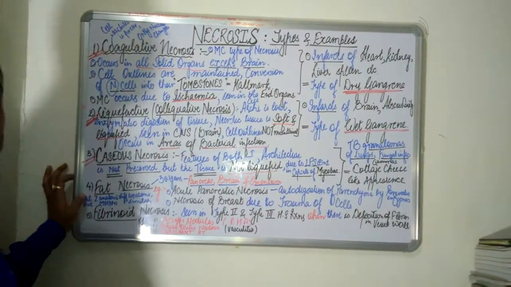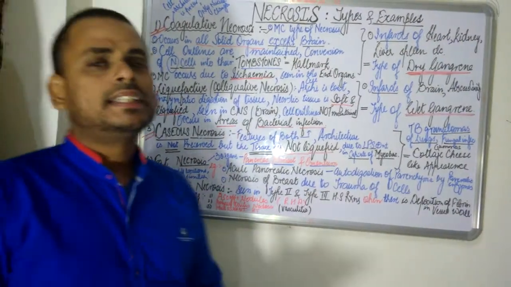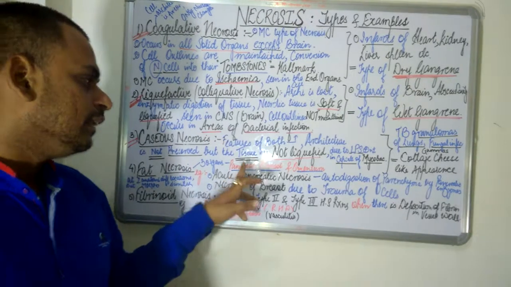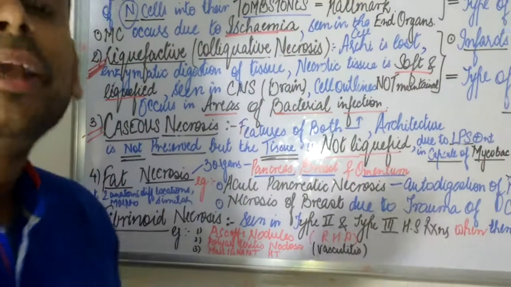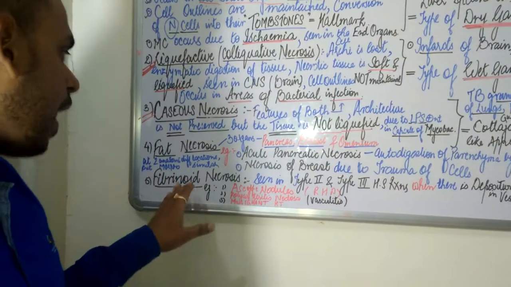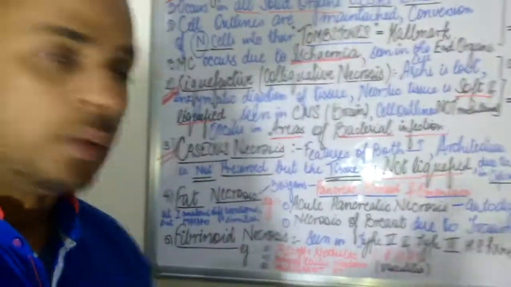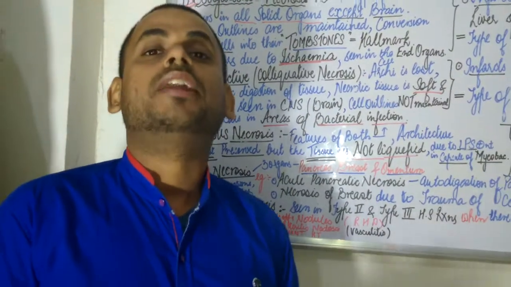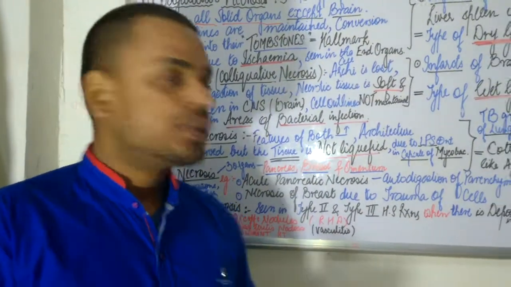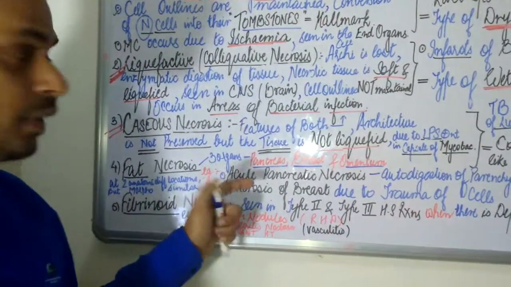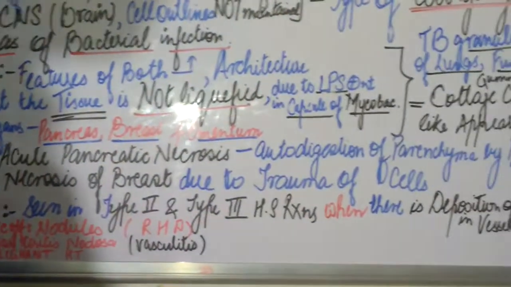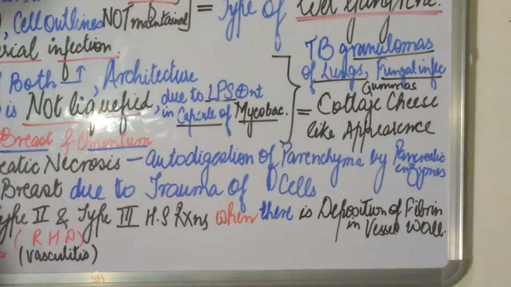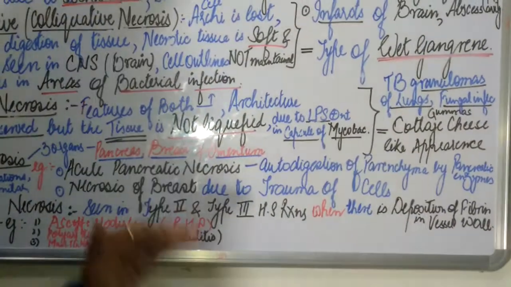Moving on to the next category, that is fat necrosis. Fat necrosis is basically seen in three organs: the pancreas, the breast, and the omentum. It is a special type of necrosis which occurs at two anatomically different locations, but in morphologically similar lesions. A very famous example is acute pancreatic necrosis, due to autodigestion of the parenchyma of the pancreas by the pancreatic enzymes.